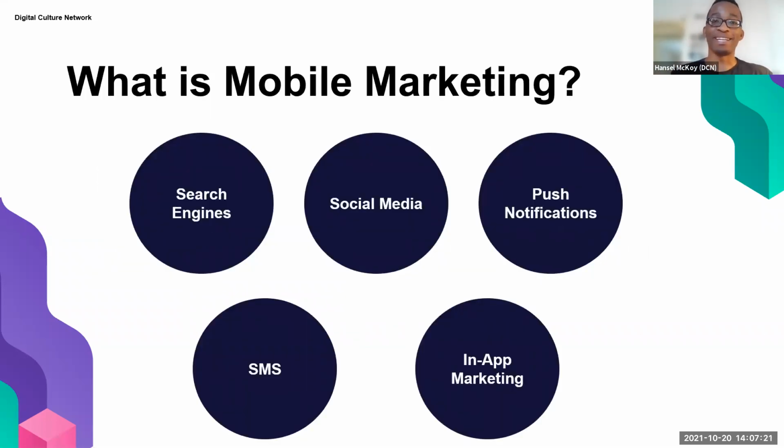Now, mobile marketing, as we mentioned, is a multi-channel strategy. That means that there are multiple different components that go into mobile marketing. We have search engines, which is how we Google things and how we find things online. We want to make sure that when people are Googling things on their mobile devices, we're able to be visible in those search listings.